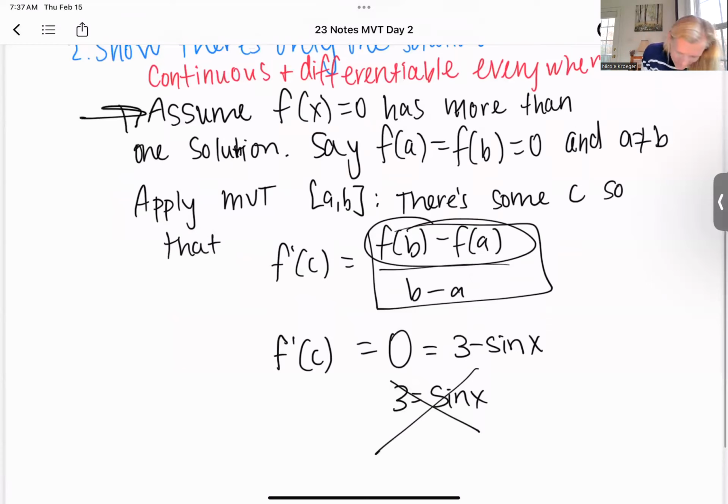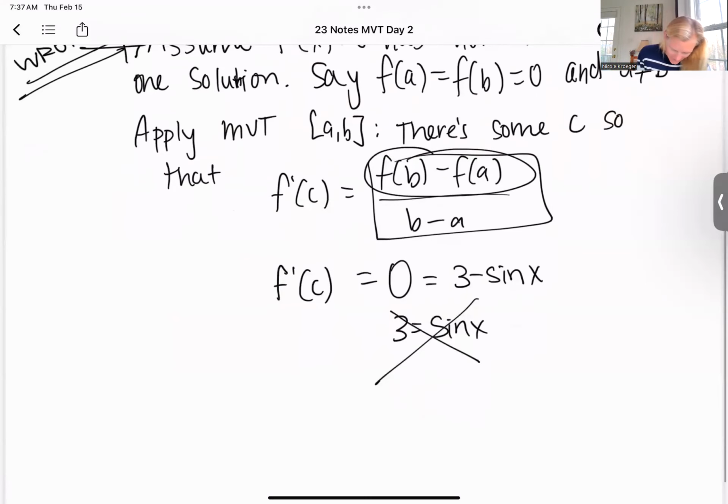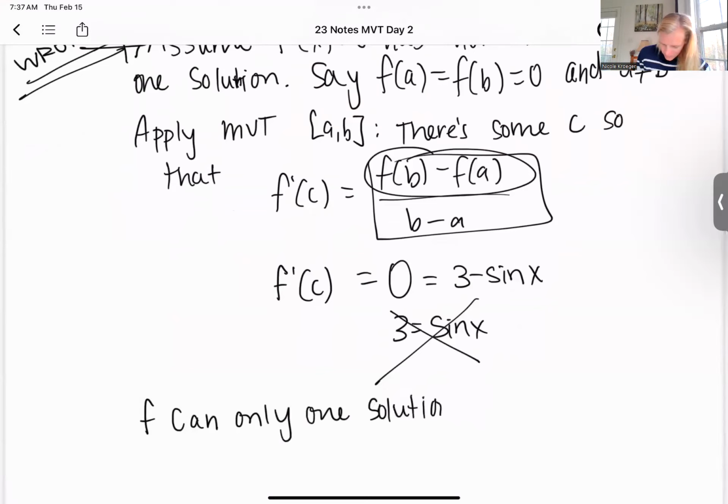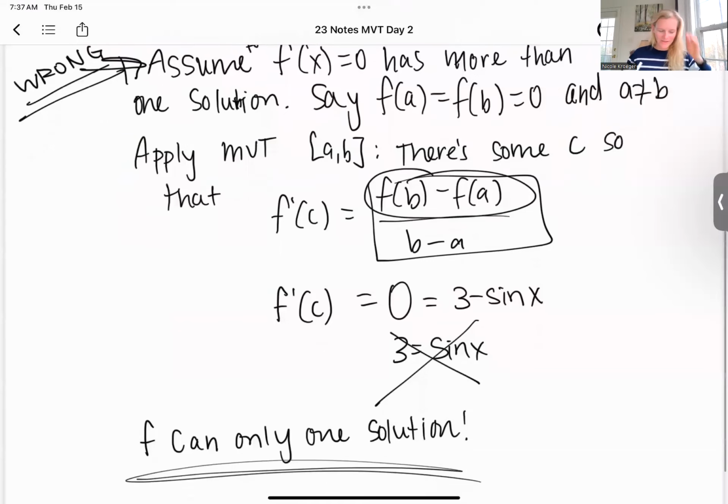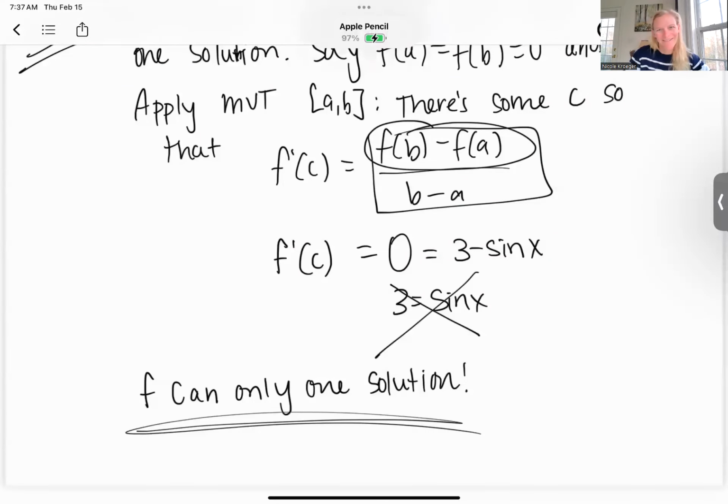So that means that my original assumption is wrong. And so what that means is that f can only have one solution. And we showed that there is one solution, so that means that we have exactly one. Okay, sometimes up here we say assume for a contradiction. That's usually a good practice, but we're not going to do tons of proofs by contradiction in this class. So hopefully that was helpful. We'll have some fun with examples like this and other examples in class.